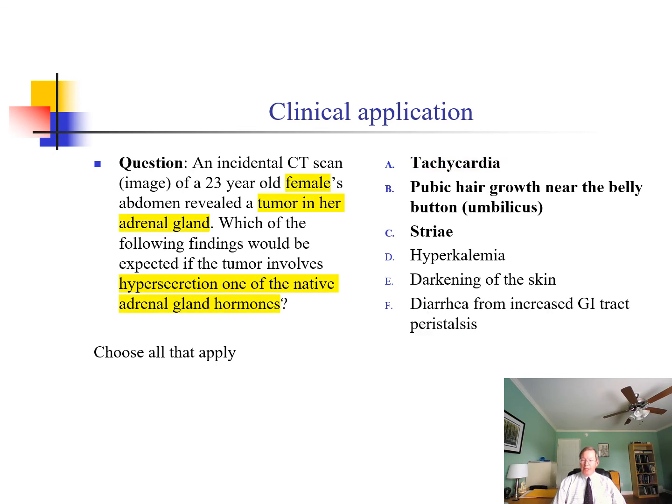So I hope that now this makes sense in terms of why the tachycardia, pubic hair growth in a male escutcheon in this female, and stria would all be consistent findings for this tumor. Very good, very difficult question.